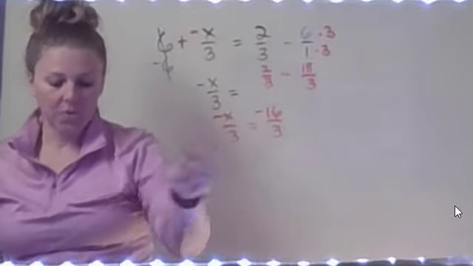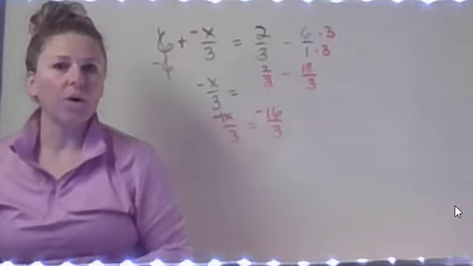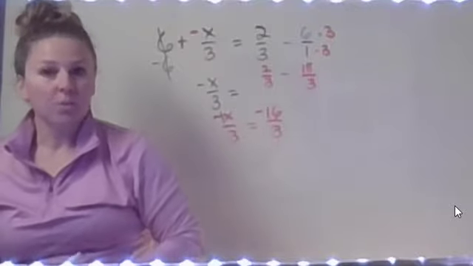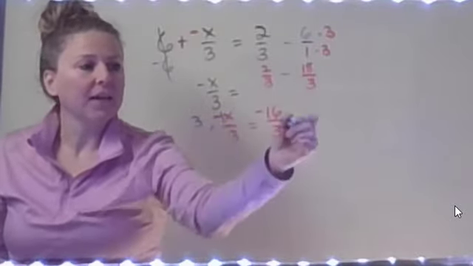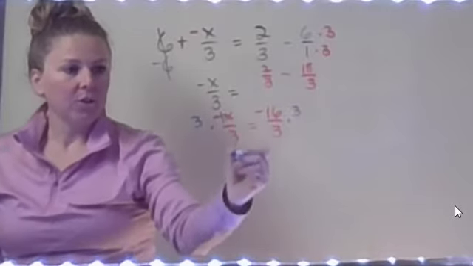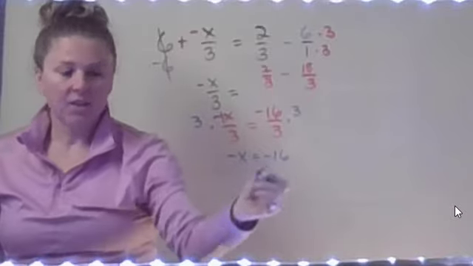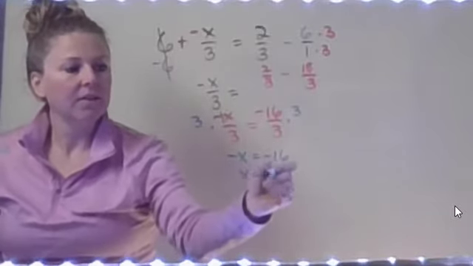So now negative x over 3 is the same thing as negative 1x over 3. So there's a couple different methods. You're going to use what works for you. You could just multiply by 3, and then you have negative x equals negative 16. And then you could just divide by negative 1 to get rid of the negatives.